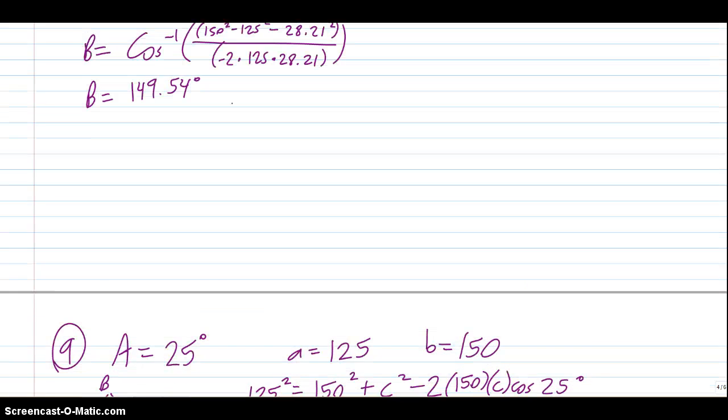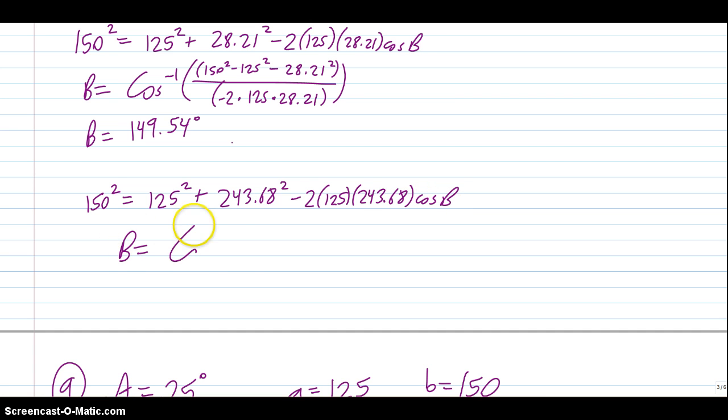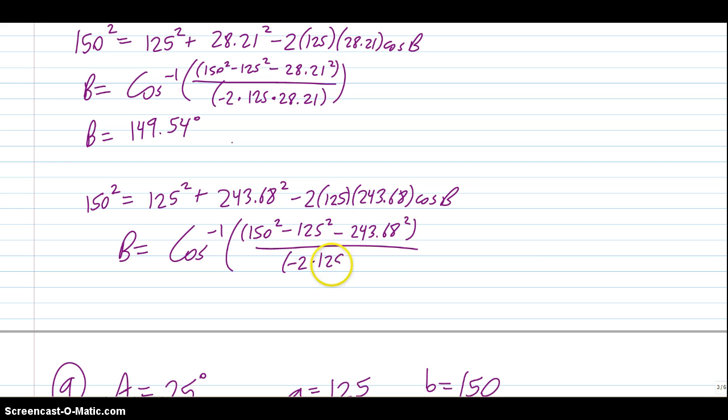Now let's get the second one real quick. Again, we're going to start with B, but this time, what if C is not 28.21? What if it's 243.68? Well, obviously that makes it the biggest side, so this angle should be much bigger than it was before, right? So again, B is going to be the inverse cosine of 150 squared minus 125 squared minus 243.68 squared all over negative 2 times 125 times 243.68.